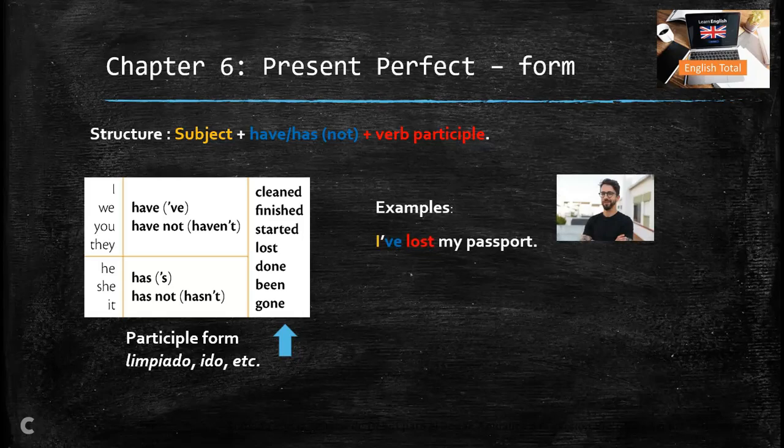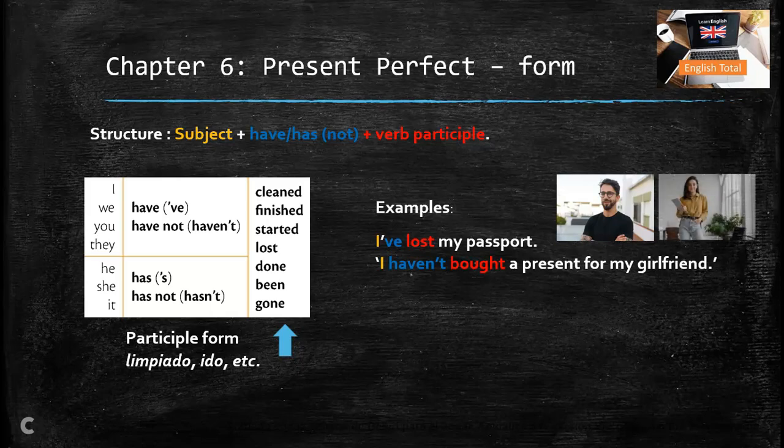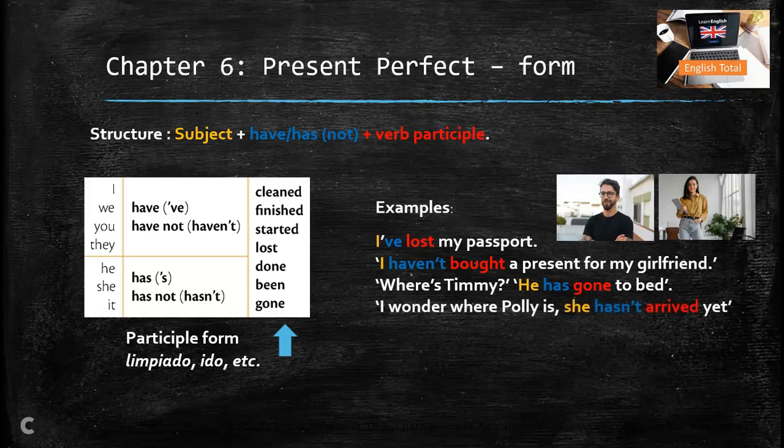I've lost my passport. I haven't bought a present for my girlfriend. Where's Timmy? He's gone to bed. I wonder where Polly is. She hasn't arrived yet. Notice that in order to make a sentence negative, you simply place not after the verb have or after the verb has. Generally speaking, the present perfect is quite easy, as you can see.